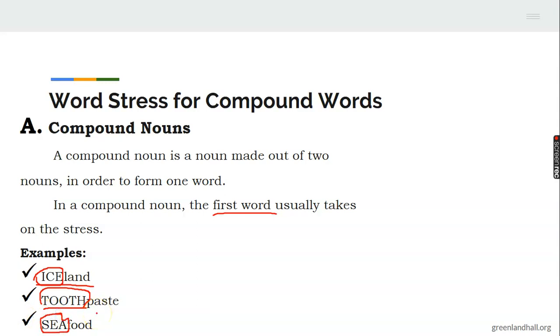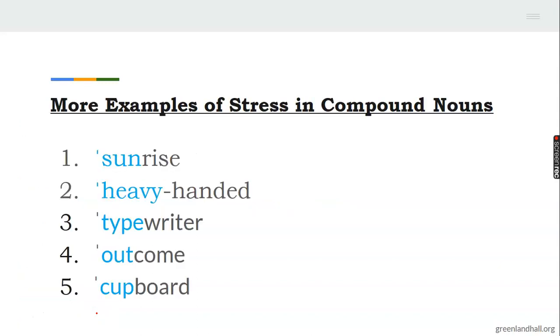Okay? Now let's move to the next. Let's see other examples on compound nouns. We have sunrise. The word in blue is where we have our stress. This time around we use a stroke before the syllable. Same thing applies here. Heavy-handed. We have our stress on heavy. Typewriter. We have our stress on type, the first syllable.